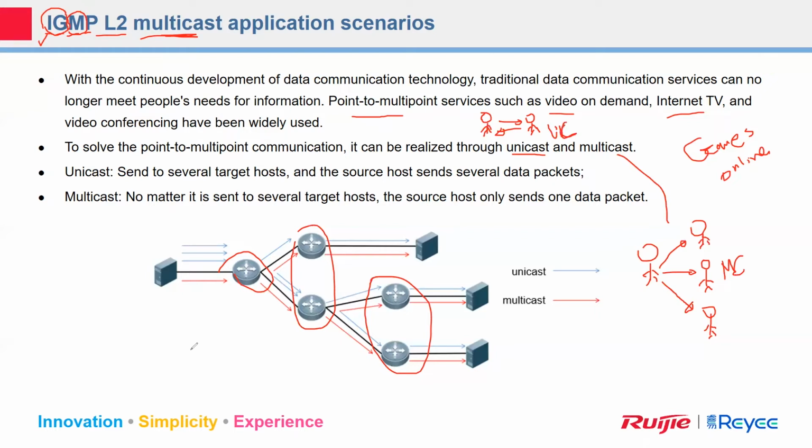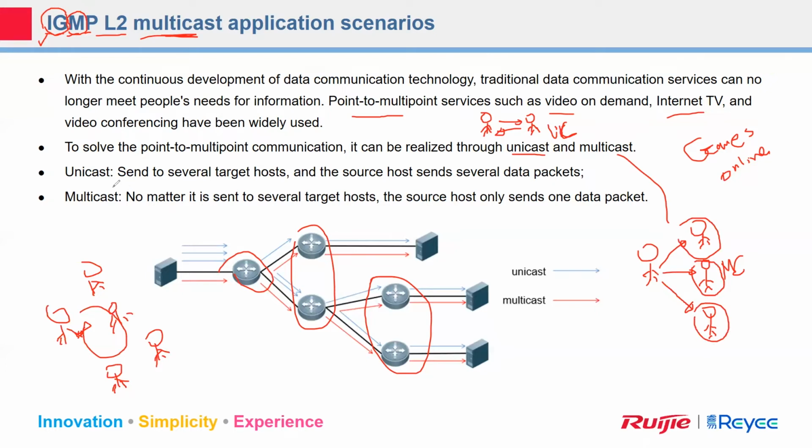What about broadcast? Broadcast is all to all. So broadcast means the message is broadcasted to all the people connected to each other. But multicast is selecting some people to send them the message.